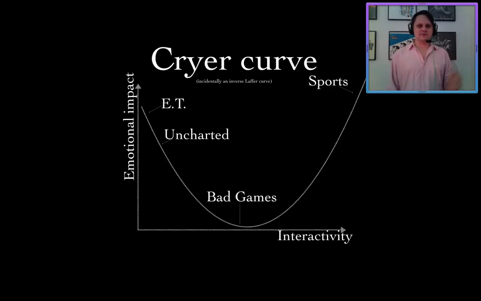And that leads us to this curve that I like. I call it the Cryo curve. So it incidentally happens to be the opposite of the Laffer curve. So here we can say that if we have interactivity on one axis and we have the emotional impact on the other, if we remove a lot of interactivity, like in a movie, we get a lot of control. We can really craft an amazing experience for our viewer.